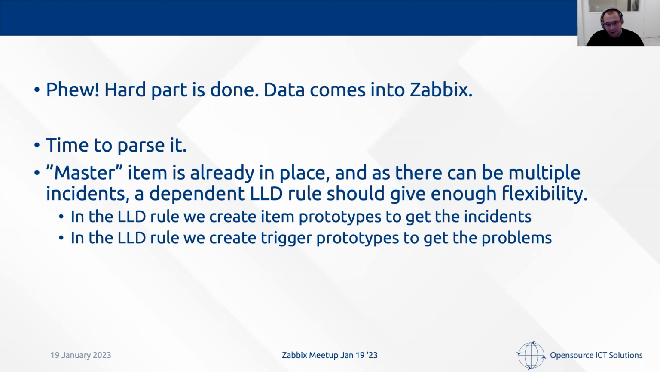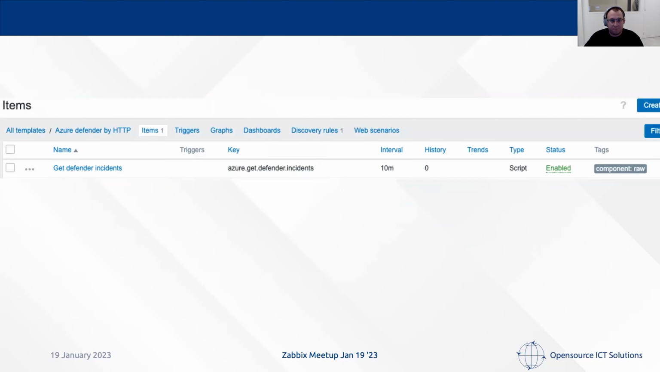Then that full list is retrieved, and we need to create items per incident. I'm going to bet you there will be multiple incidents, and I'm not going to make items manually, not at all. So we create a low-level discovery rule. In that low-level discovery rule, we create item prototypes. And of course, we need some trigger prototypes as well. So one item, get all incidents, everything. I just want everything in bulk.